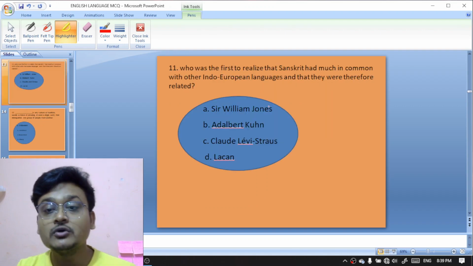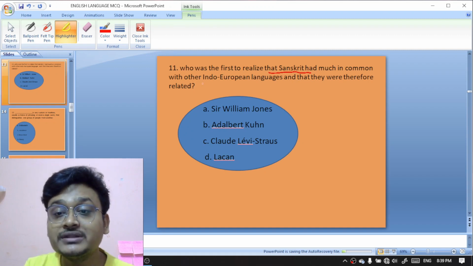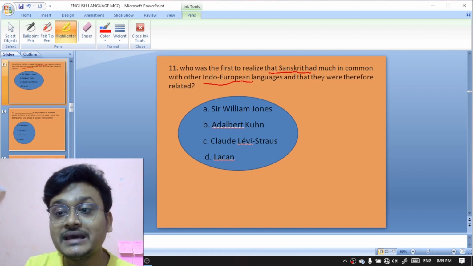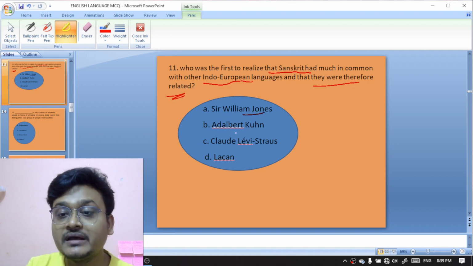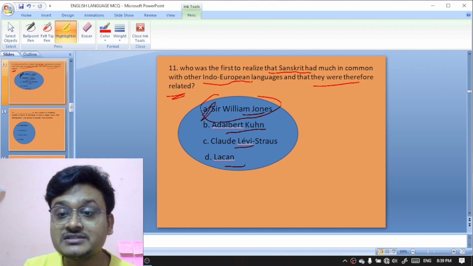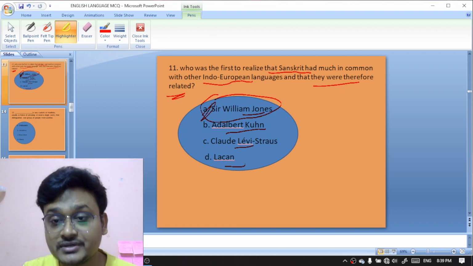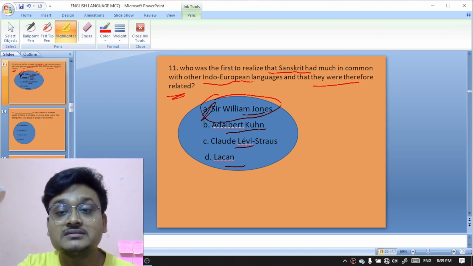Moving to next question. Who was the first to realize that Sanskrit had much in common with other Indo-European languages and that they were therefore related? Sir William Jones, Adalbert Kuhn, Claude Lévi-Strauss, Lacan. So it was Sir William Jones who first realized that Sanskrit had much in common with other Indo-European languages. So A is the right answer over here.